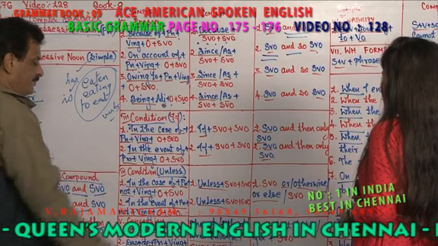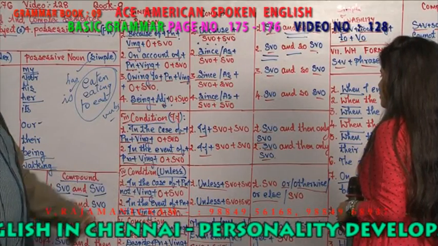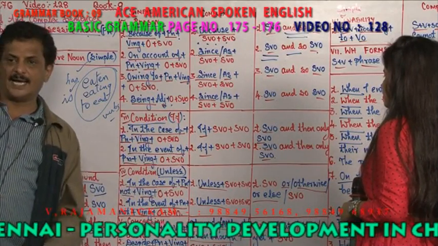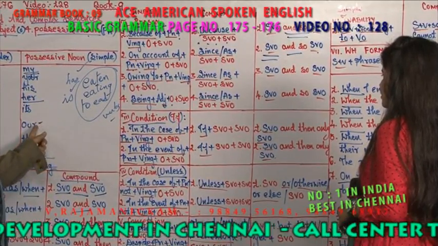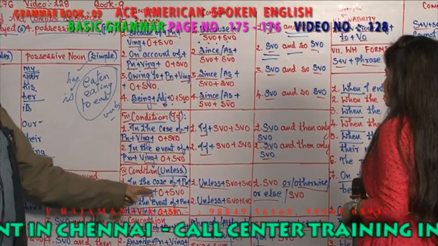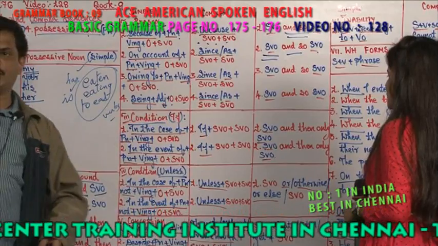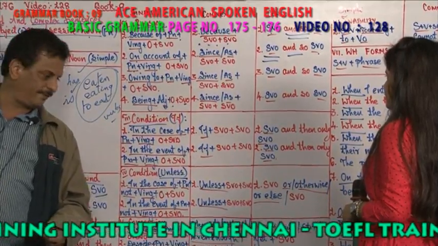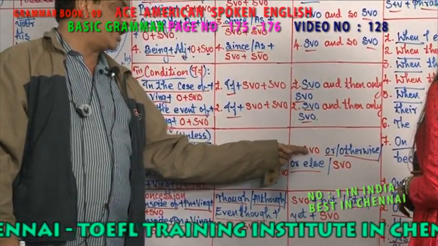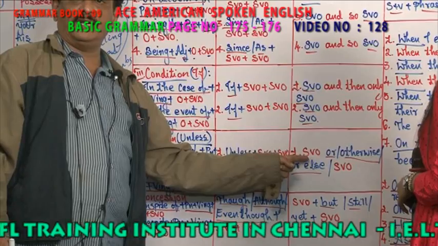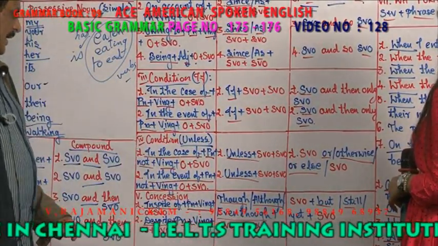Condition, unless. In the case of my, not verb plus ing. In the case of his, in the case of her, in the case of our not winning the election, we will not be able to assume office. So unless we win the election, we cannot assume office. Subject verb object. We will win the election, otherwise we will not be able to occupy a position.